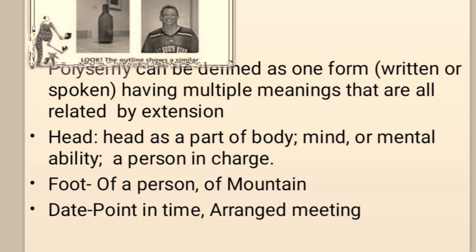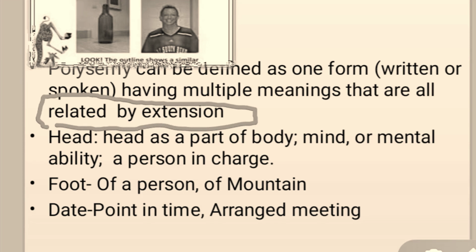Here, if you see, it can be defined as one form, written or spoken, having multiple meanings that are all related. This point is to be noted. You must focus on this point. This is the difference between polysemy and homonymy, because in homonymy we also have words with the same pronunciation but a difference in meaning. For example, race: one race indicates ethnicity, another the competition.